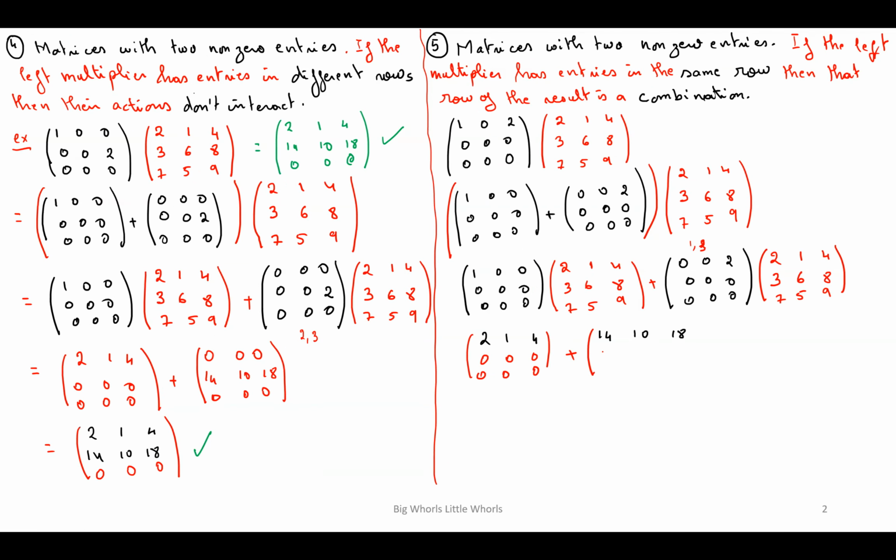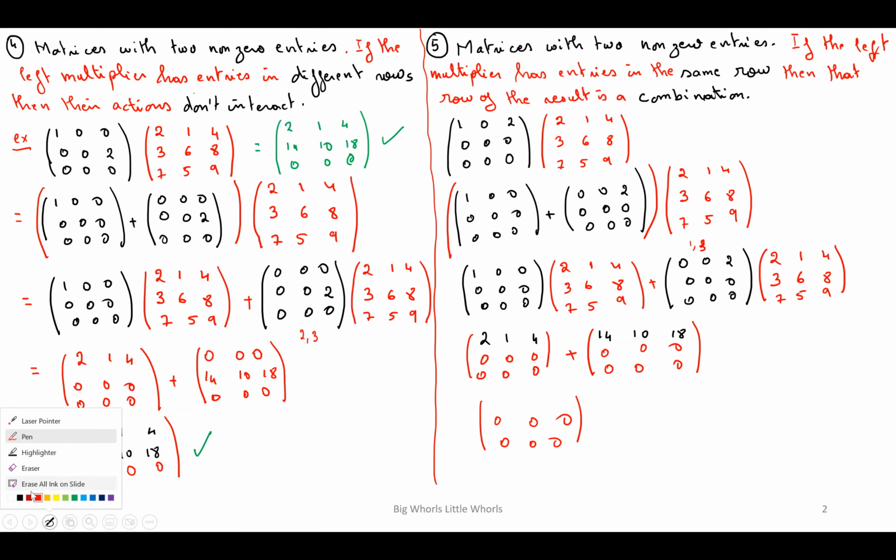And the two other rows are 0, 0, 0, 0, 0, 0. Okay, so what is going to be the final answer? We said that they do interact. So first of all, the other two rows are going to be 0, 0, 0. And the top row, the first row, is going to be the entry by entry sum. So we have 16. 1 plus 10 is 11, and 4 plus 18 is 22.